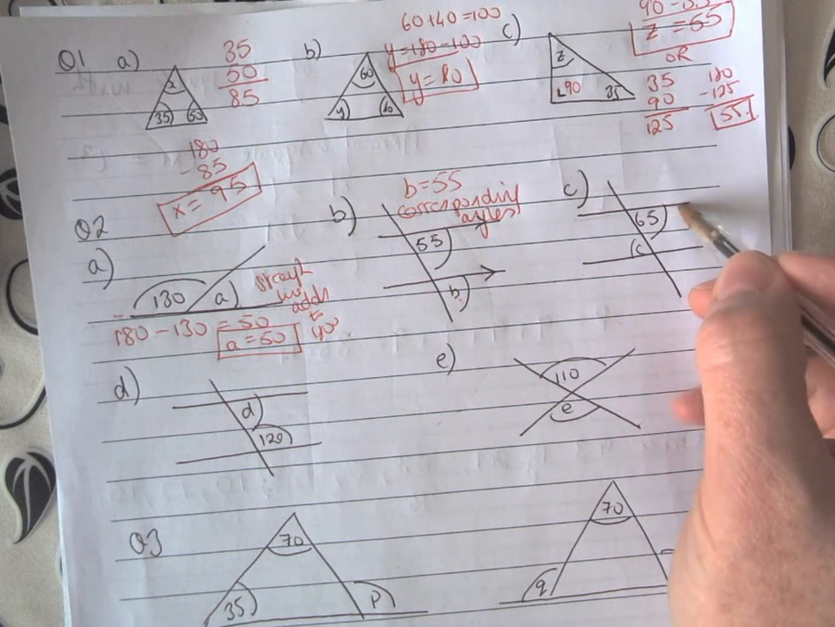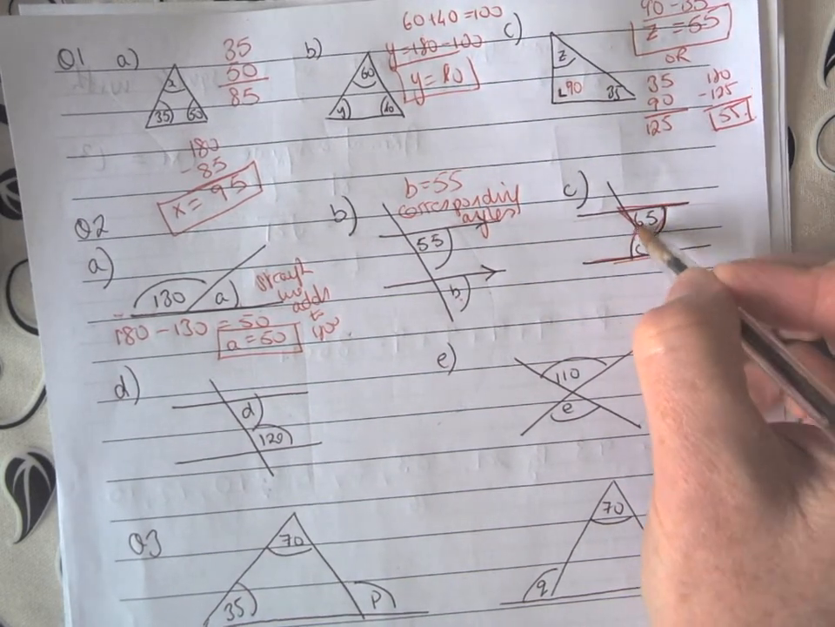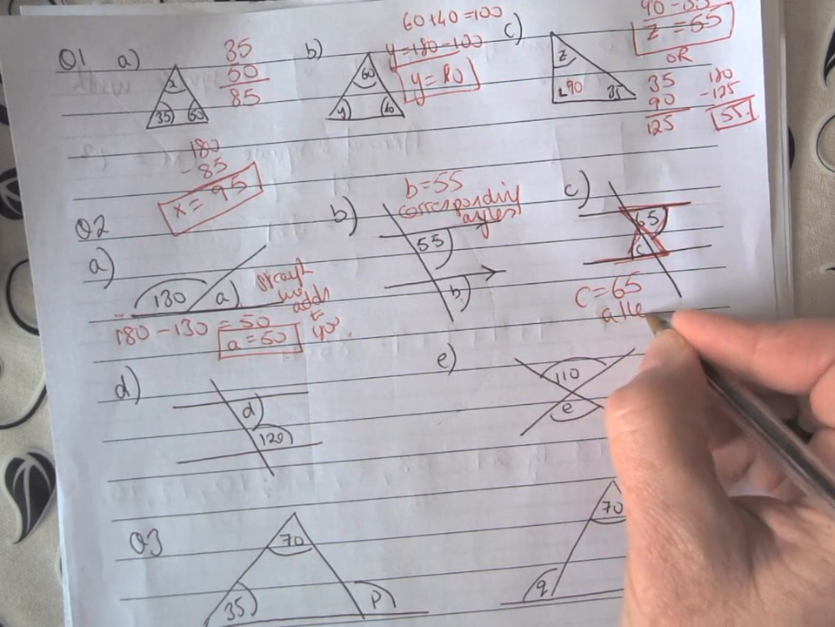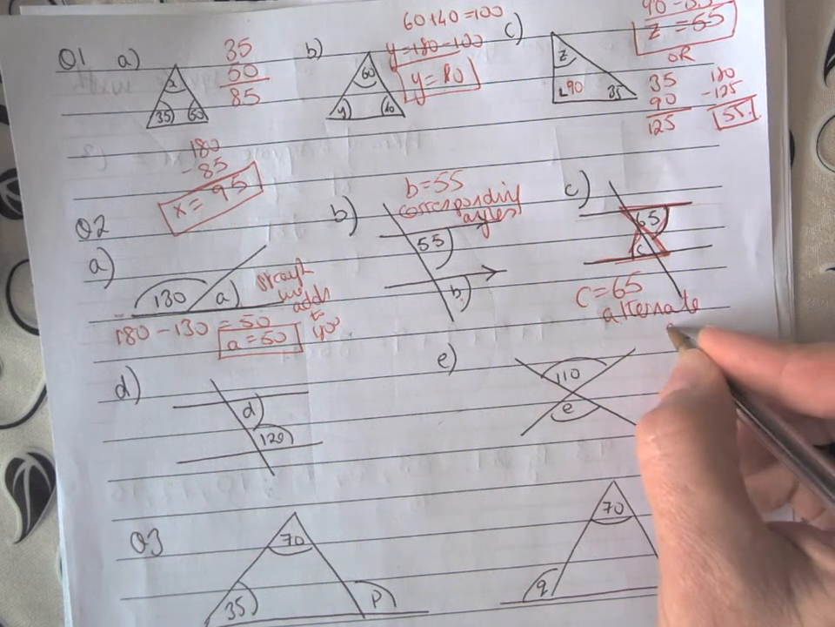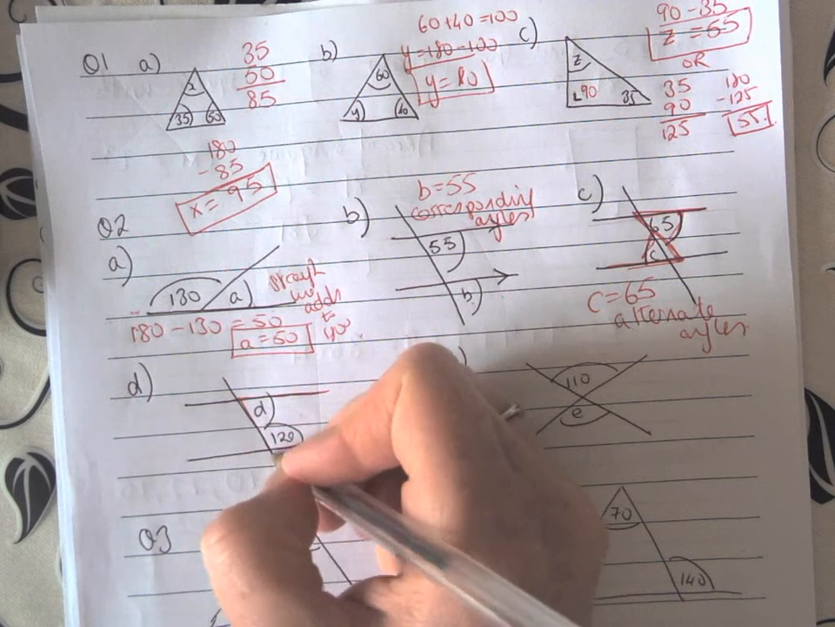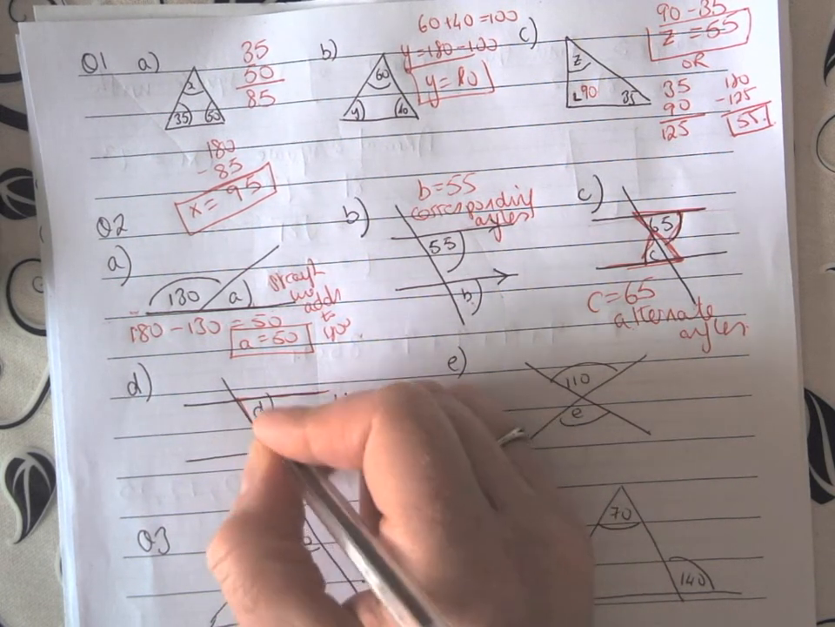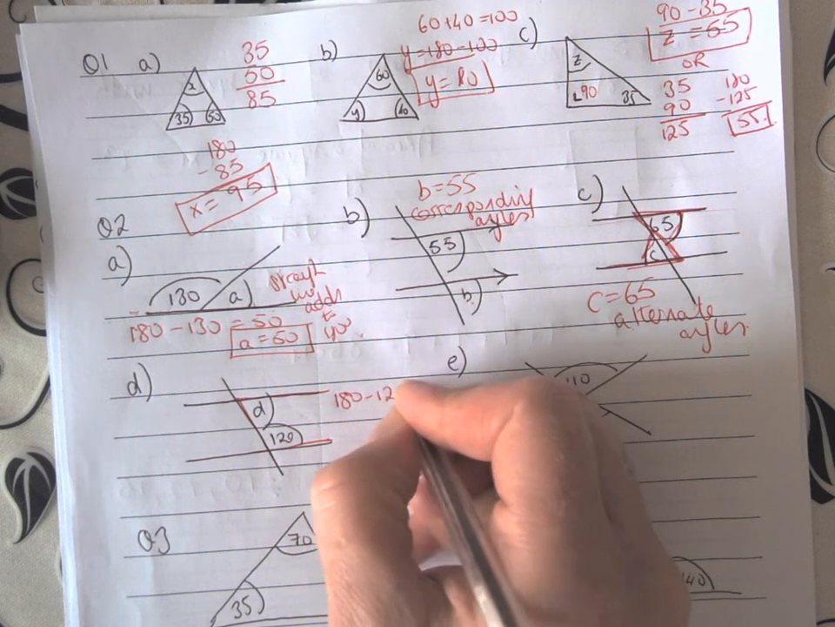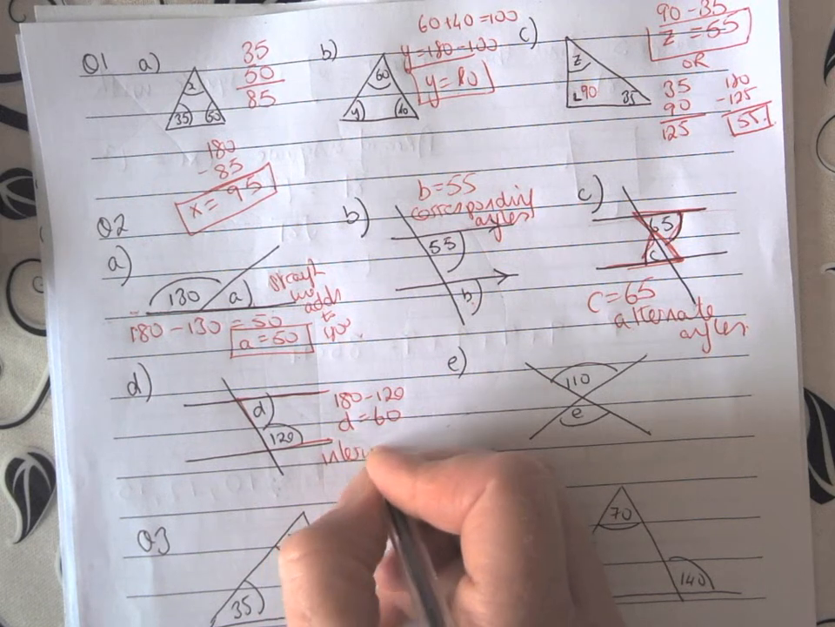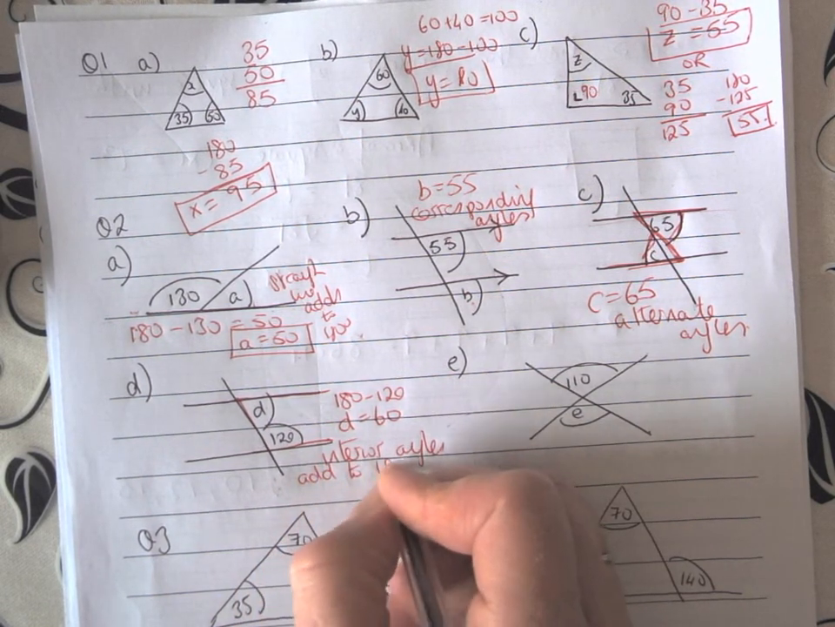Okay, this one, this is my Z shape, so this angle is equal to this angle. C is equal to 65, alternate angles. Okay, this one, they're both inside at the same side, so these are my interior angles that we talked about earlier. Interior angles add up to 180, so if I do 180 take away 120, I find out D. D is 60, and it's because interior angles add to 180.